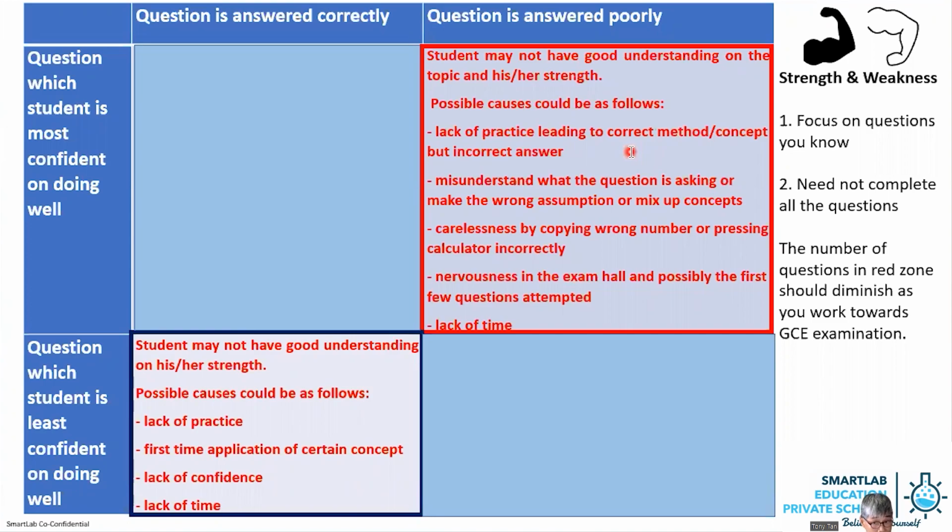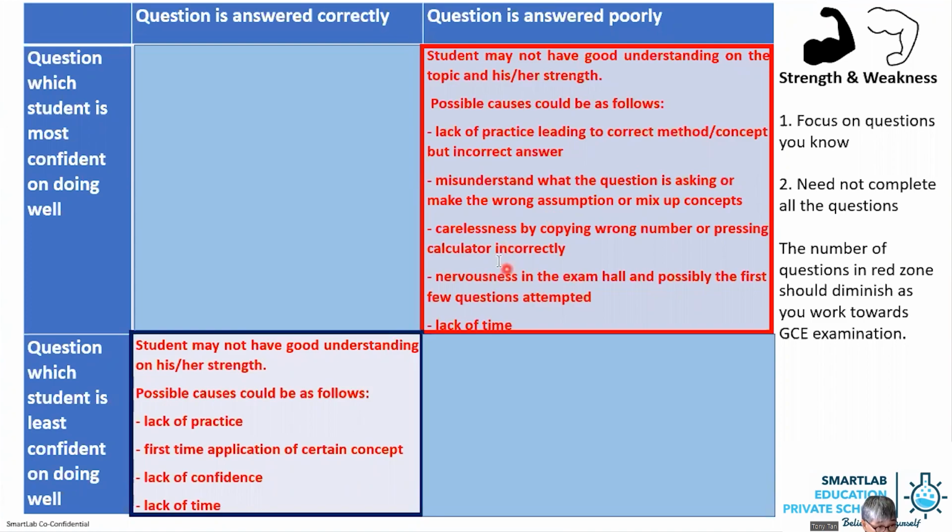So this is actually an area that's really important for you to look at. Of course, another reason for that could be that you perhaps misunderstand what the question is really asking. You may have made the wrong assumption, or you may have mixed up concepts. It also could be due to the fact that you're careless. That could be attributed to copying the number incorrectly when transiting from one step to the next, or perhaps pressing the calculator incorrectly.